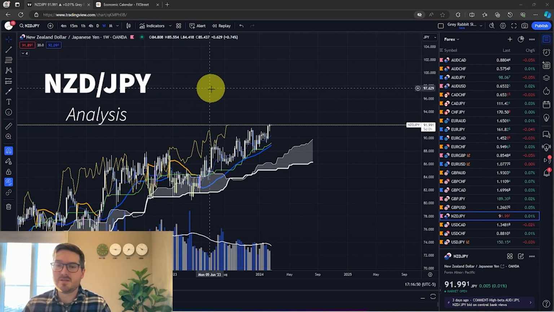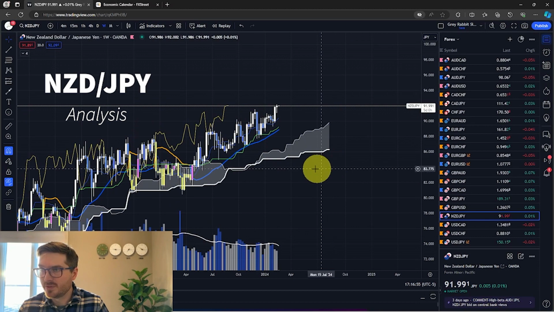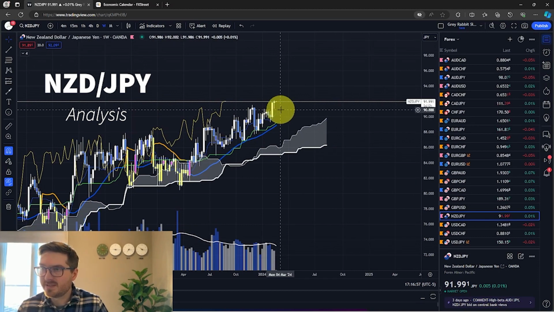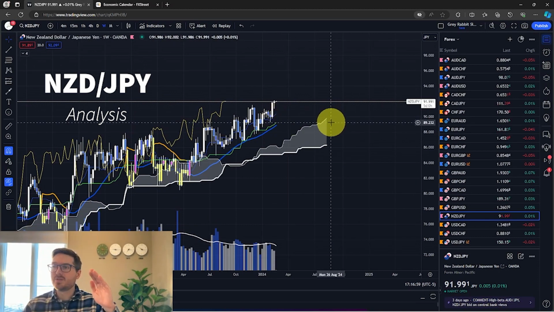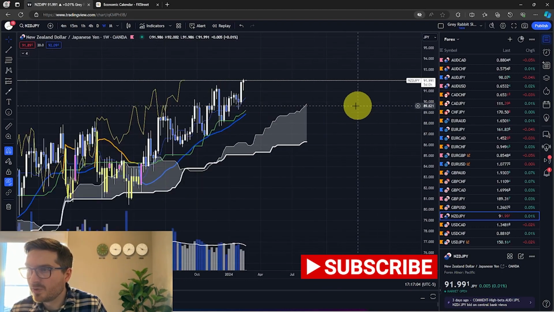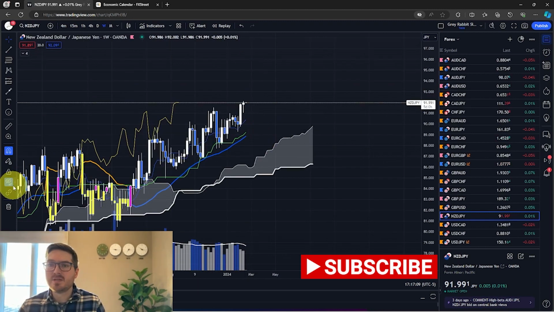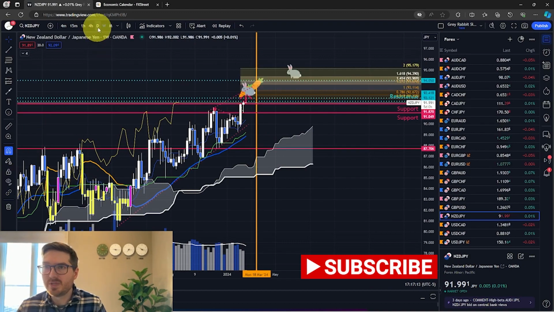Okay, New Zealand dollar, Japanese yen on the weekly. Now guys, overall on the weekly chart, this is very bullish. So Tenkan-sen and Kijun-sen pointing up, Senkou Span A is pointing up, and Senkou Span B is flat. So we're going to need price to break this resistance level of the previous candle here. But overall, guys, this is looking very bullish on the weekly chart.